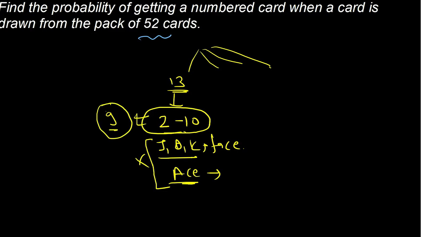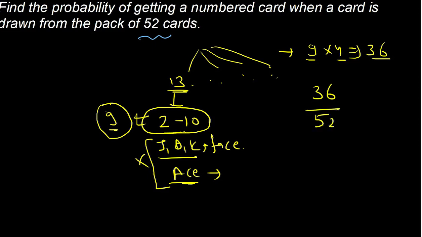So how many suits are there? There are 4 types of suits. So now how many number cards are going to be there? 9 into 4 is what? 36. So 36 numbered cards are there, out of how many cards? 52 cards. So let's start. 36 divided by 52, 4 nines are 36, so 9 by 13. So what will be your answer when you are having a numbered card? Your probability is going to be 9 by 13.